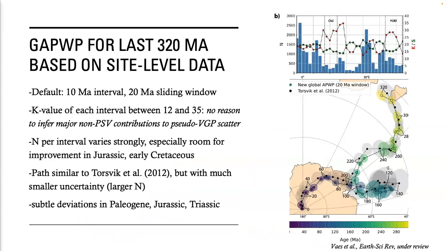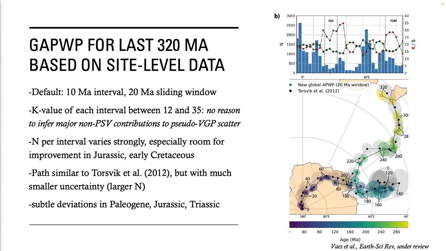Now, one thing that we can test is if all we sample is paleosecular variation, we should get K values that are typical for paleosecular variation, somewhere between 10 and 50 or so. If there is a major contribution of additional uncertainty, a scatter and inclination shallowing and rotations and whatnot, then that should deteriorate. Now, what we see for the entire time period, these are pseudo-VGPs.